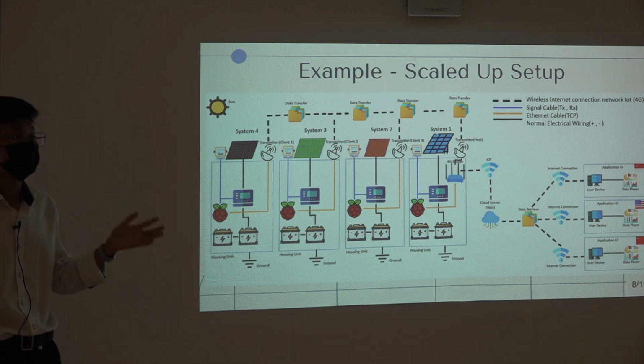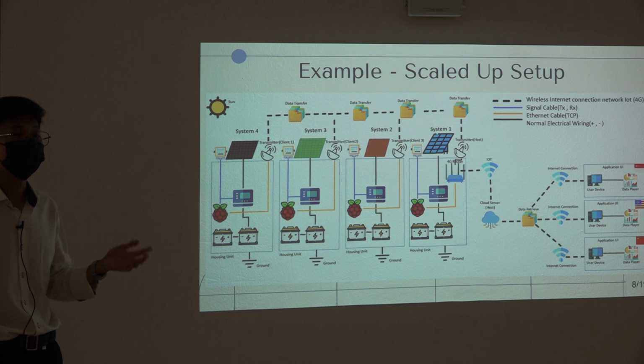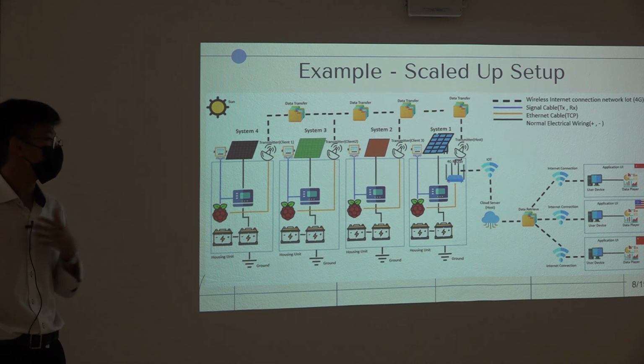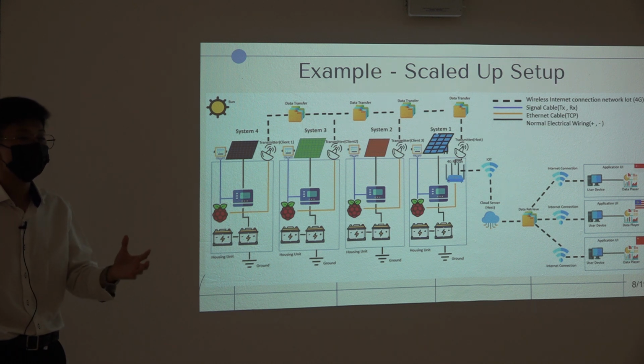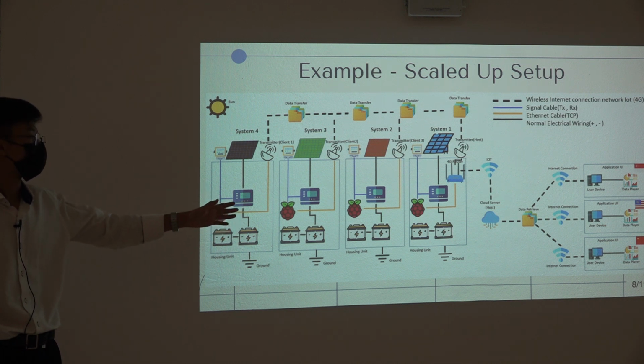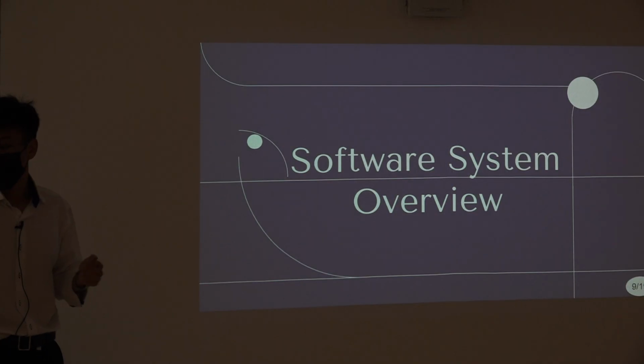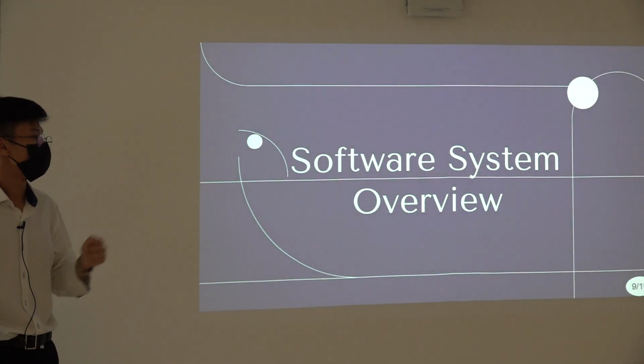But at the same time, we must take into consideration the bandwidth. If the bandwidth is not good, we won't be retrieving the data we want, and there might be problems afterwards. So my solution to that is to either add more routers or just keep the monitoring system modular from place to place. And also we can retrieve the data from anywhere in the world with internet connection. And now we'll be talking about the software system overview.